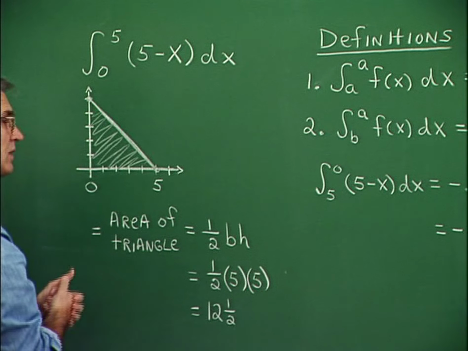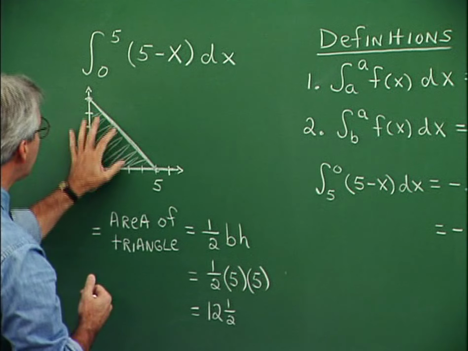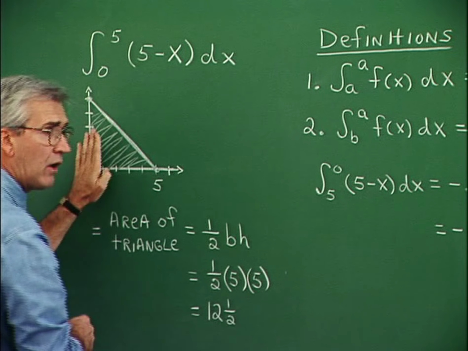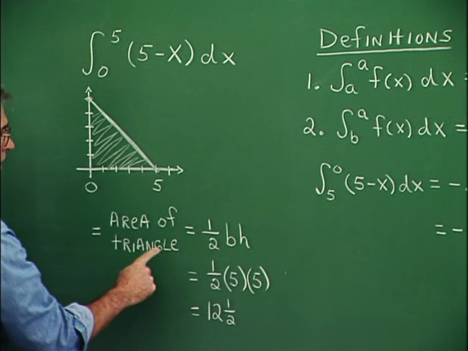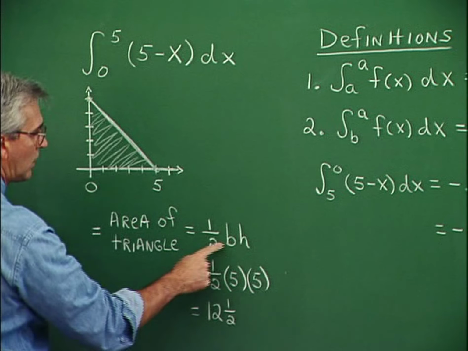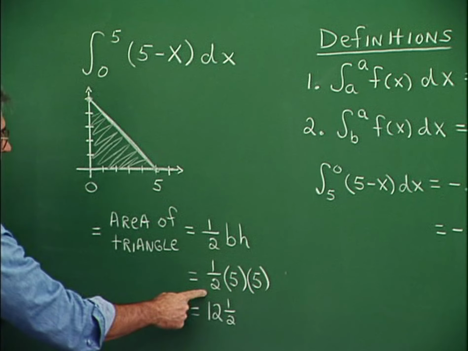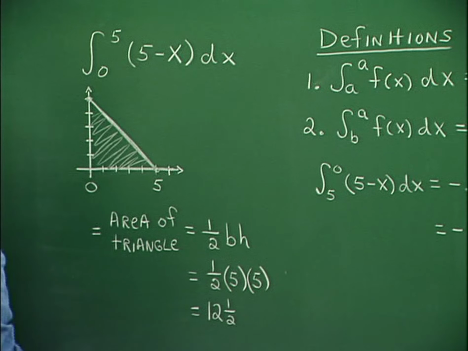It's the pattern of a triangle. So we can find the integral by just finding the area of the triangle. So the integral is equal to the area of the triangle. The area of the triangle is calculated as 1/2 base times height, 1/2 times 5 times 5, that's 12.5. So the integral is 12.5.